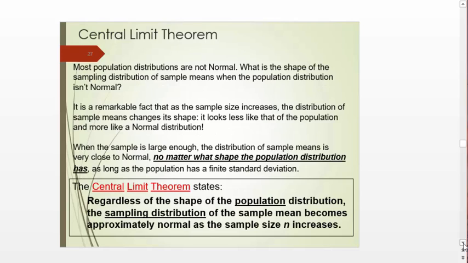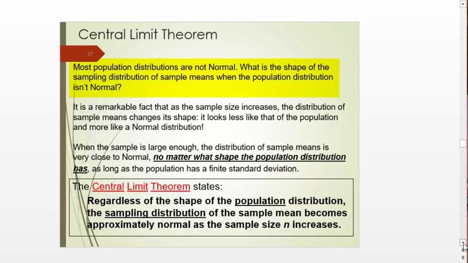Well, we saw that if n gets large, it starts to look normally distributed. And in fact, there's a central limit theorem that has been proven. And we find that regardless of the shape of the population distribution, the sampling distribution of the sample mean becomes approximately normal as the sample size n increases. So most population distributions aren't normal.